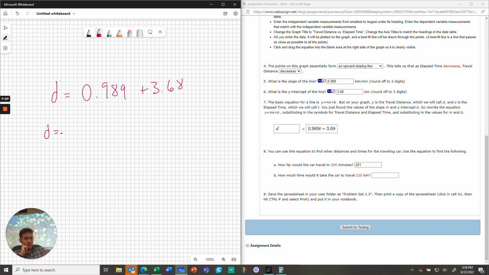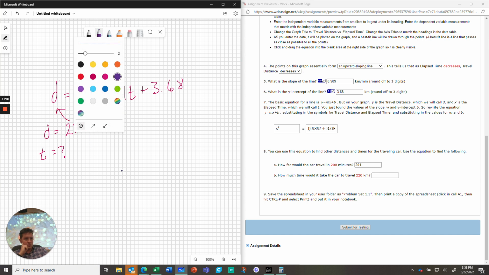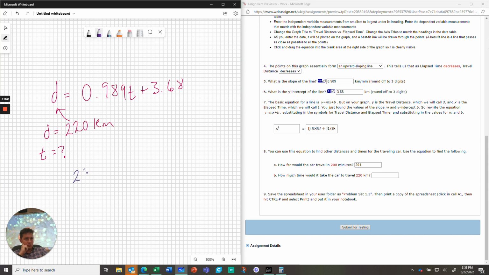Oh, I forgot the t here. But we don't know the time. So if we plug this number in there, that would give us the equation: 220 kilometers is equal to 0.989 t plus 3.68. We need to get t by itself. That is our goal here.